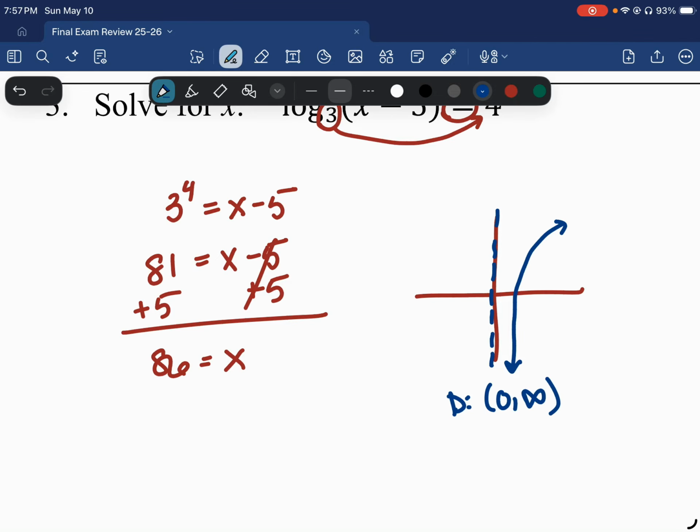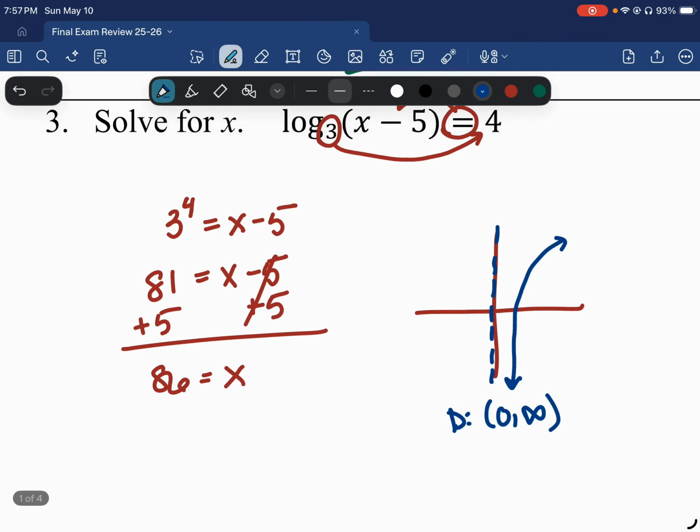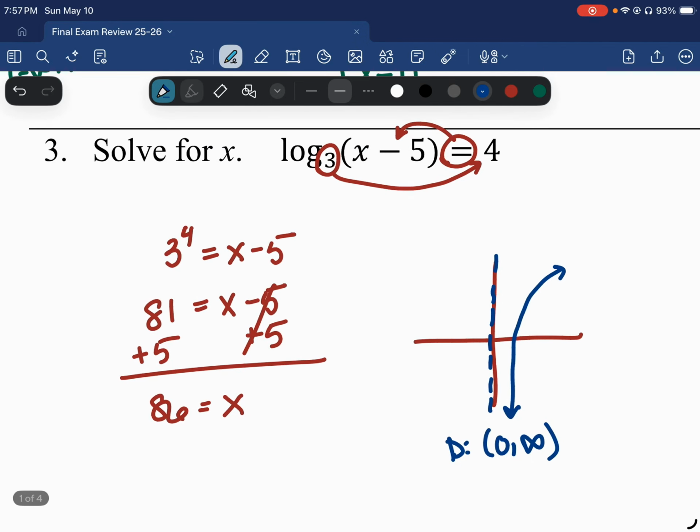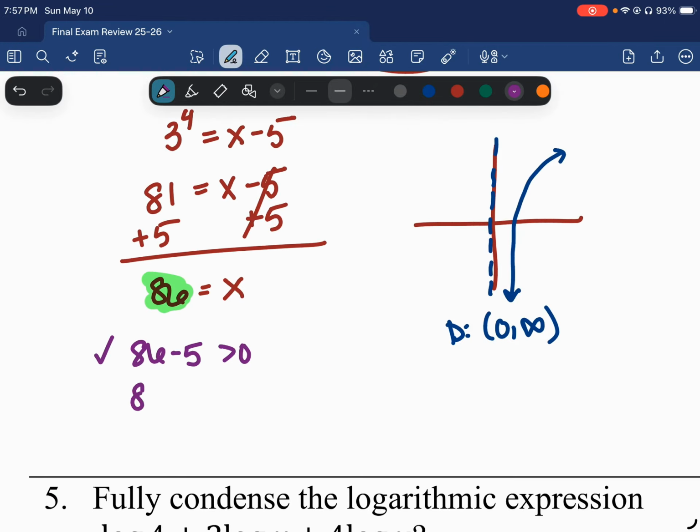Their domain is everything greater than 0. So we have to check. We need to make sure that whatever we got for x, when we substitute it in for the argument, is a result bigger than 0. So to check, we're going to take 86 and plug it in. 86 minus 5, and we're going to check that that is larger than 0. We get 81, and that is in fact bigger than 0, so 86 is a real and good solution.